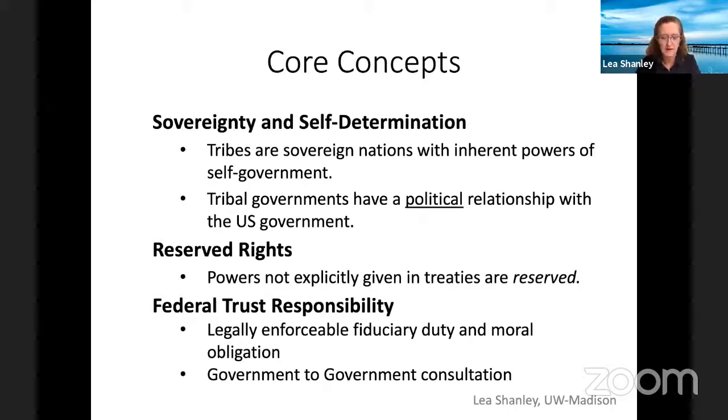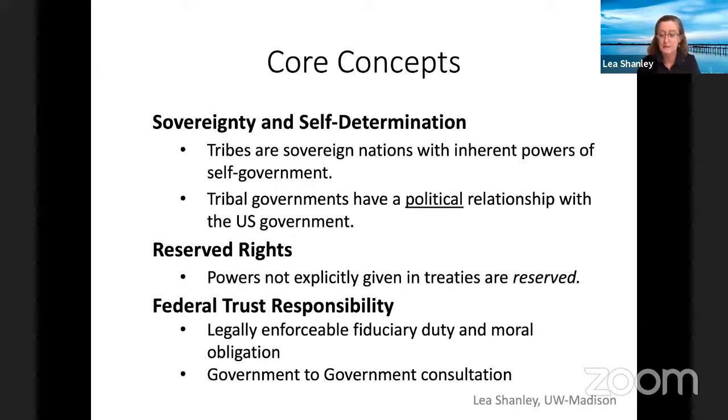Second, tribes have a unique government-to-government relationship with the federal government. A set of Supreme Court cases from the early 1800s, known as the Marshall Trilogy, form the foundation of what's known as the federal trust tribal relationship. It establishes a fiduciary duty and moral obligation on the part of the federal government to protect tribal lands, assets, resources, treaty rights, and, I would argue, tribal data.